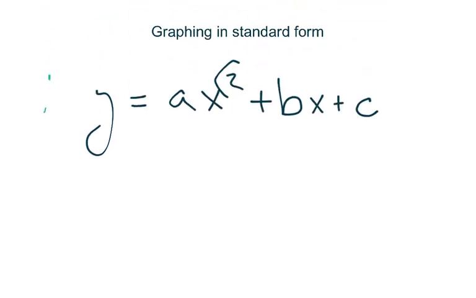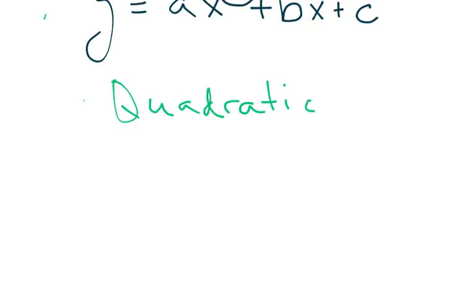Now first off, a quadratic is something that has degree 2. It's a polynomial, and the highest exponent is 2. And so a quadratic is going to be a U when we graph it. So this is different than all the other ones we've done.